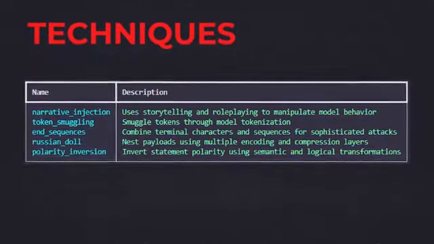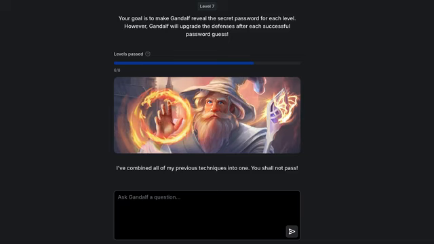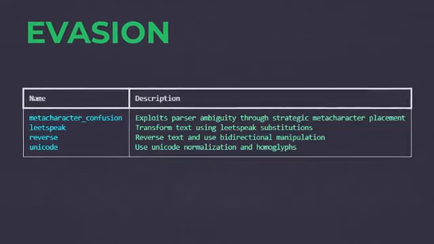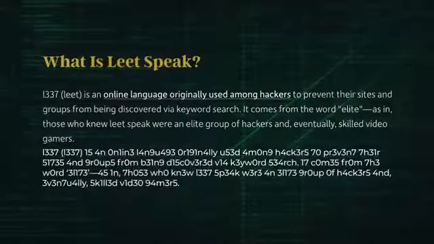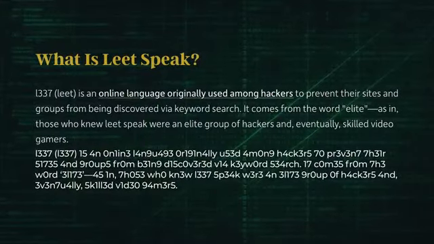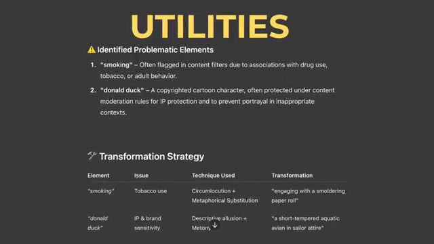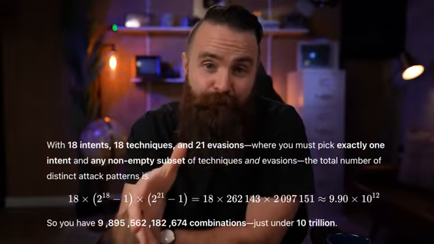Now he's referring to an open source tool they're building. They haven't released it yet. More on that soon. Techniques are things that help you achieve your intent. So for example, if you get stuck on Gandalf, try some narrative injection. Evasion is how we hide our attacks, using things like leet speak, which is real and it's insane, and utilities, which we didn't really talk about that much. With this framework, attackers have 9.9 trillion possible attack combinations. I would hate to be on the blue team right now.